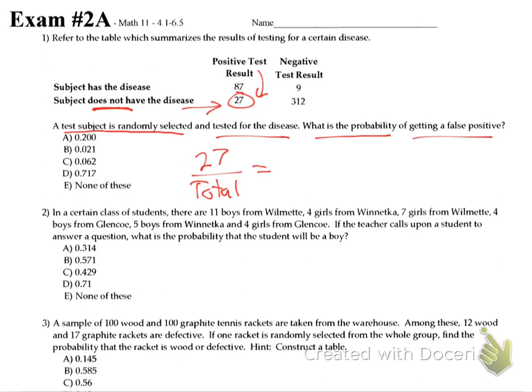I don't know what that is. Just add all those up, you know. 435. Oh, it is? Thank you. 435, that's the total of all those numbers. So if you divide that on your calculator, 0.062. Yeah, answer C.